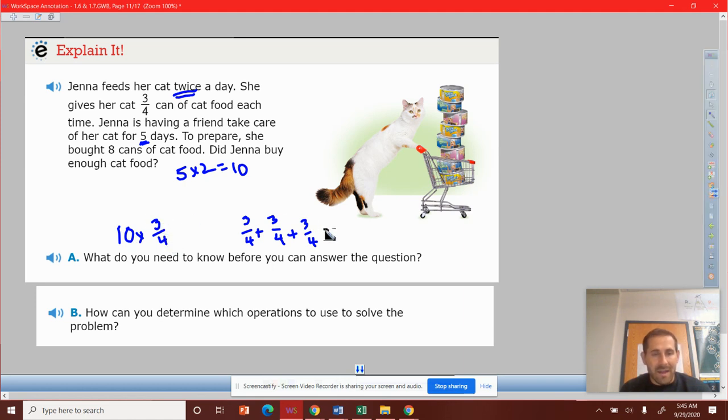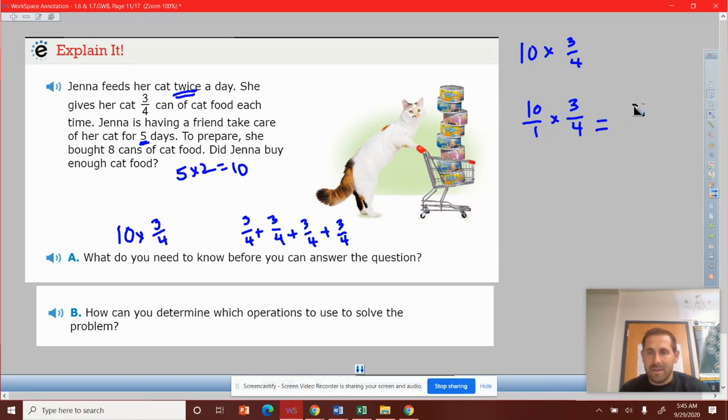So again, we could continue to add up the fraction 3/4 10 times and see what we get, or we can do 10 times 3/4. So let's try one of these. I like 10 times 3/4. First thing I'm going to do here is write 10 as a fraction so I can multiply these fractions together. So convert 10 into a fraction by doing 10 over 1 and leave 3/4 the way it is.